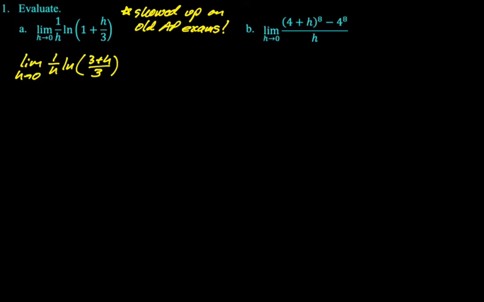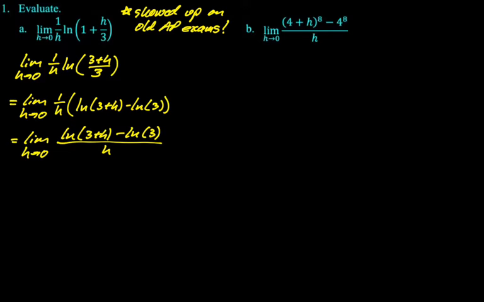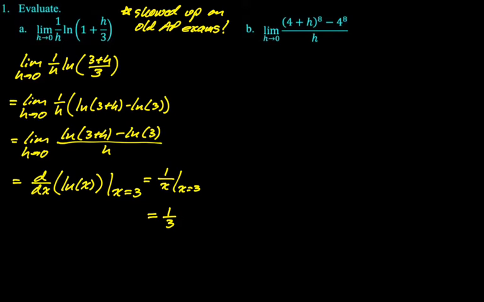Now I'm going to use a property of logs where division inside a log becomes subtraction between the logs. So the limit as h approaches 0 of 1 over h times the quantity natural log of 3 plus h minus the natural log of 3. I'm going to rewrite this in the more traditional way the derivative looks, as a fraction: f of x plus h minus f of x all over h, where x is 3. So we're really finding the derivative of natural log of x at x equals 3. The derivative of natural log is 1 over x, so we're doing 1 over x at x equals 3. Our answer is 1/3. It's a very strange problem, but that's all it is, the definition of the derivative.